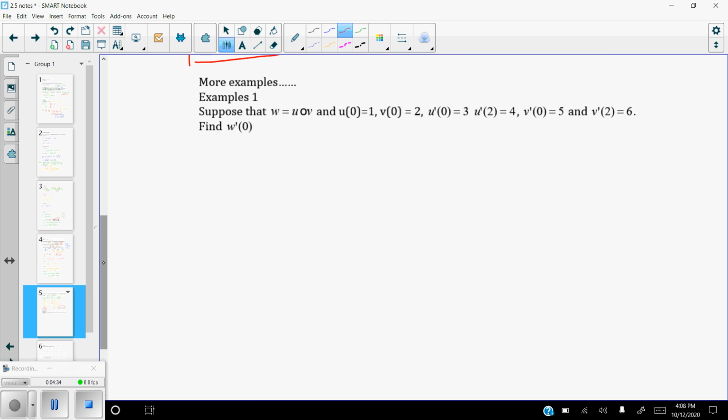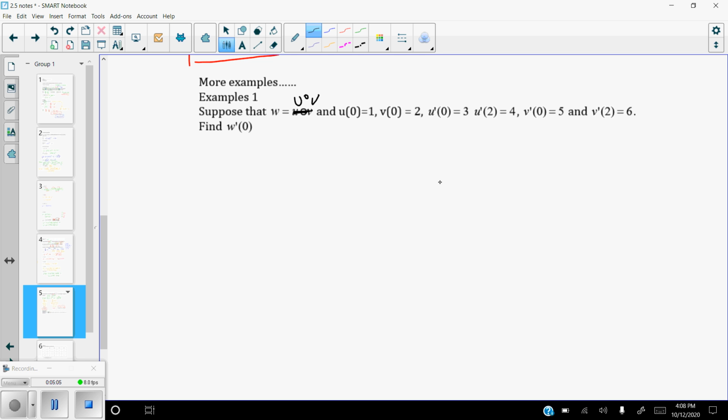Okay, it might be presented in a slightly different way. Suppose, and that should look like u of v, that w equals u of v, which is another way of saying a composite function, u of v of x, basically. And they give us a whole bunch of values there of u and v and u primes and v primes and all kinds of stuff. Well, they want us to find W prime of 0.